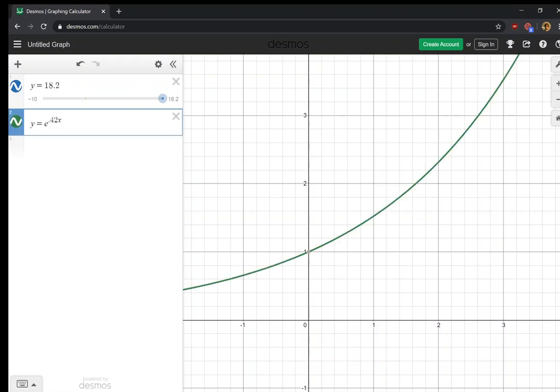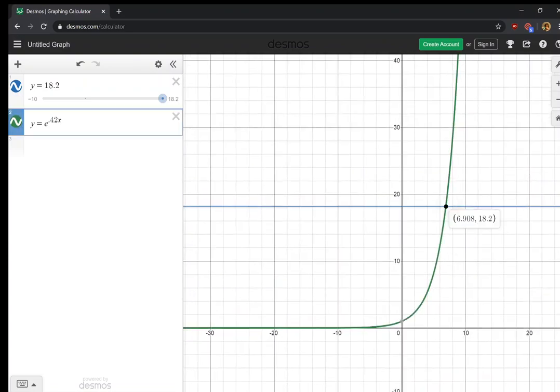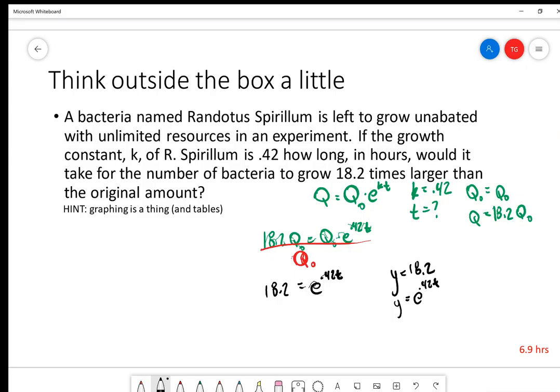And now what I want to do is see where these intersect, so I can zoom out here and see that they intersect at an x value of 6.9. And so 6.9 is the answer to this. The question wanted to know in hours, so the answer, by looking at the graph, is 6.9 hours. And the only way we're able to do that is by using a graph.